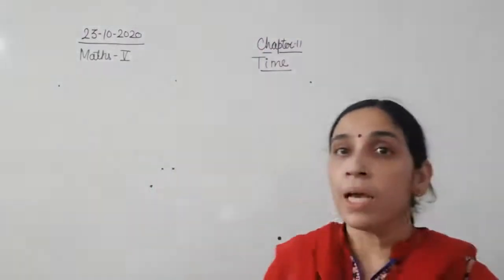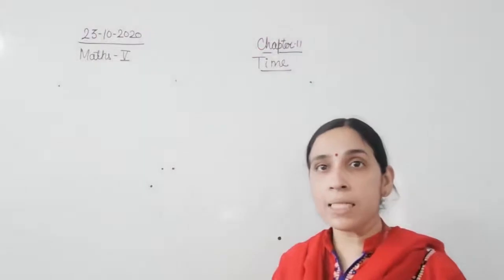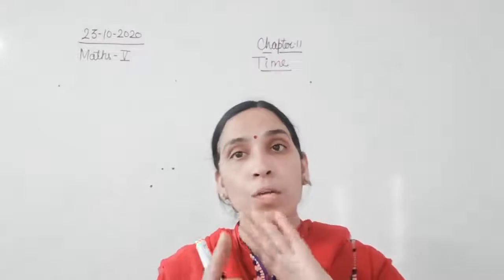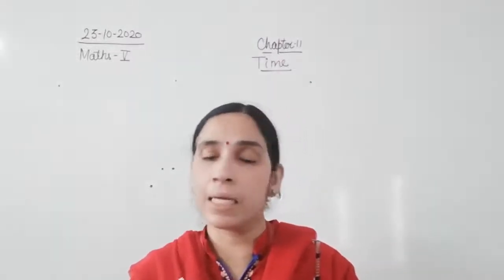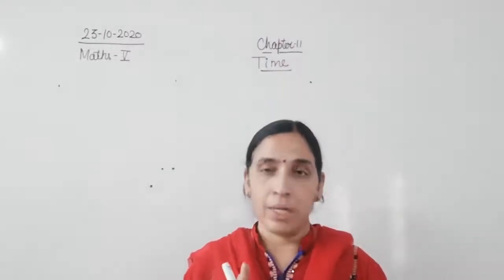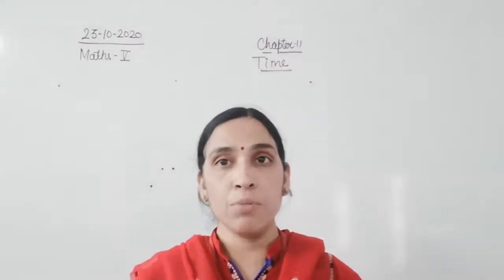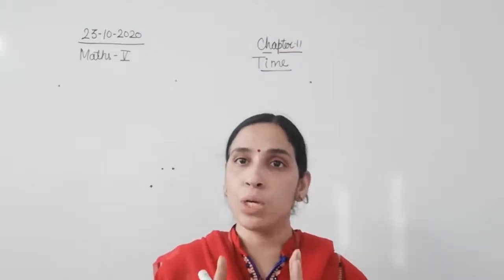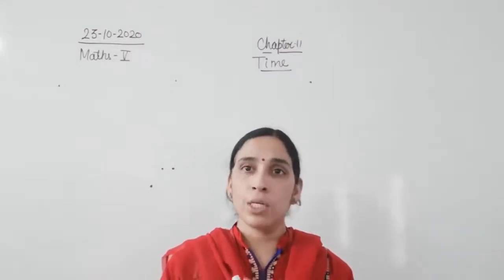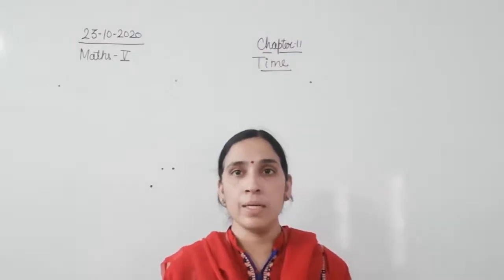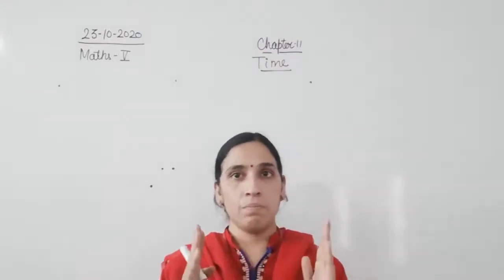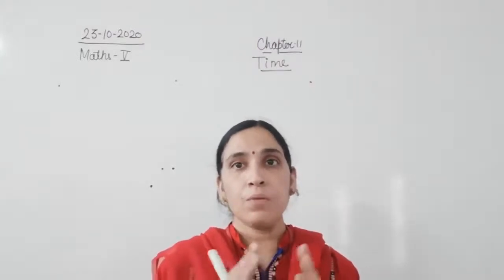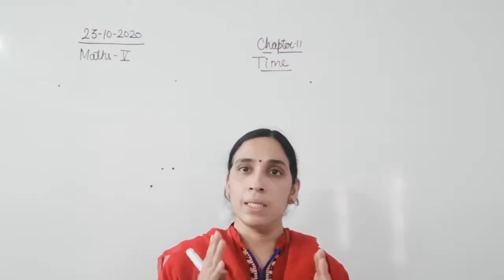For example, if I give you the paper at 11 and I say that at 12:30 I will take your paper, what is the time duration of that paper? That is 1 hour 30 minutes. So this is called time duration, that is the total time which you took to complete any task. So children, today we are going to learn about finding time duration.